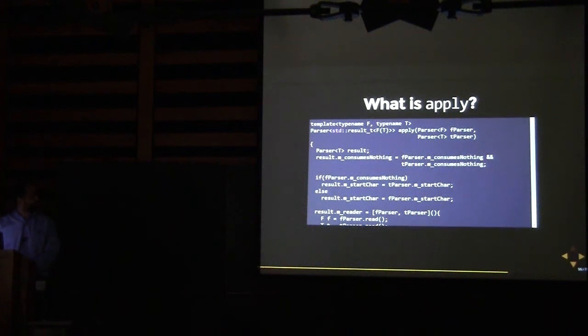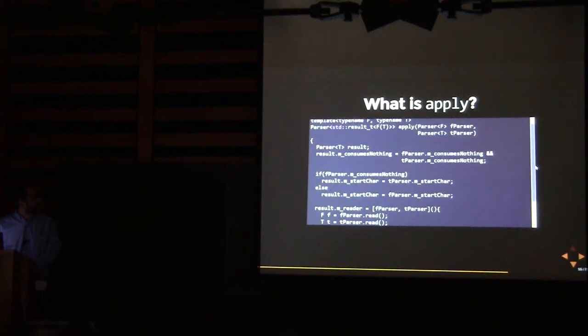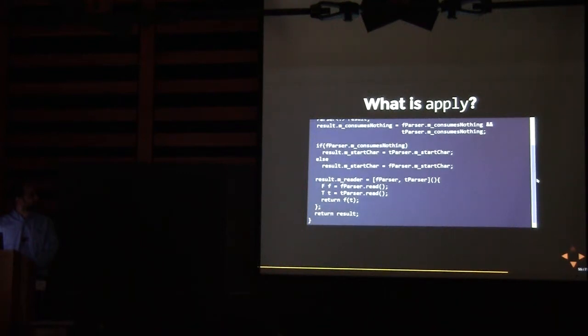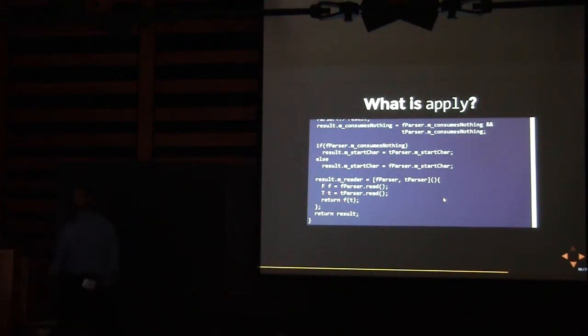So this one, I gotta drag it down a little bit. So it consumes nothing only if the F parser consumes nothing and the T parser consumes nothing. If the F parser consumes nothing, then the start character is going to be what the T parser's start character is. Otherwise, the start character is going to be what the F parser's is. But this is the real body of the thing. So we run the F parser's read to get the function. We take the T parser's read, we get the value, and return F of T to get the result. And that's it.